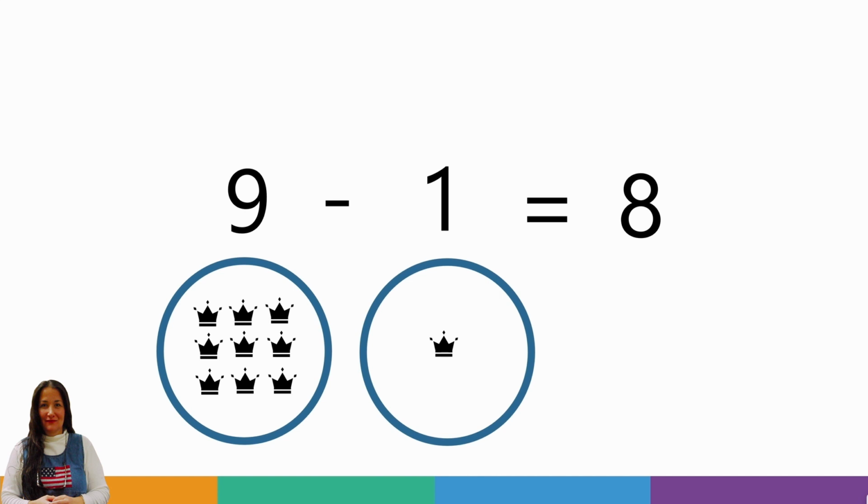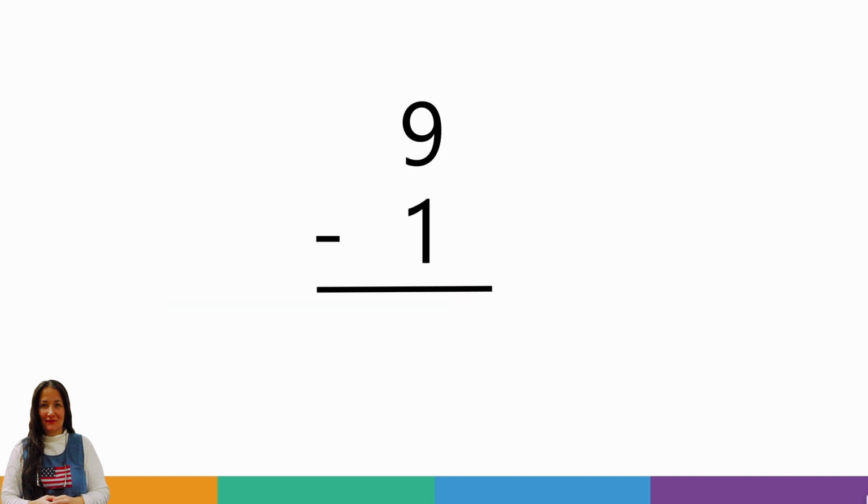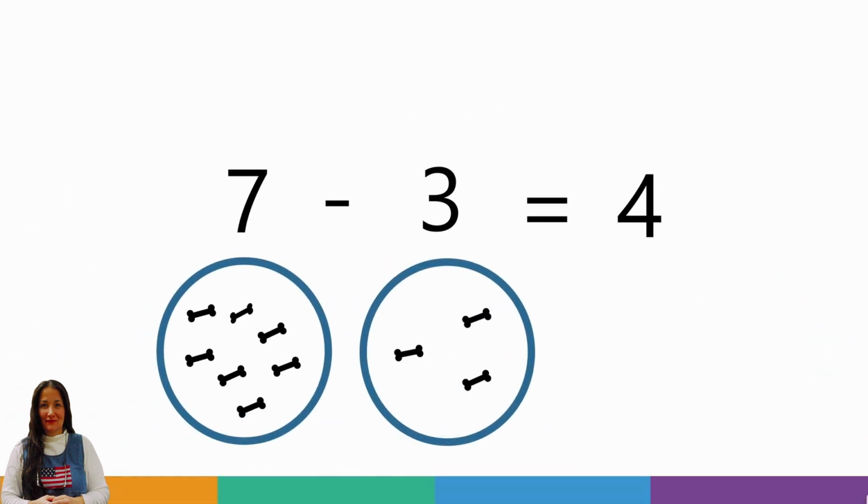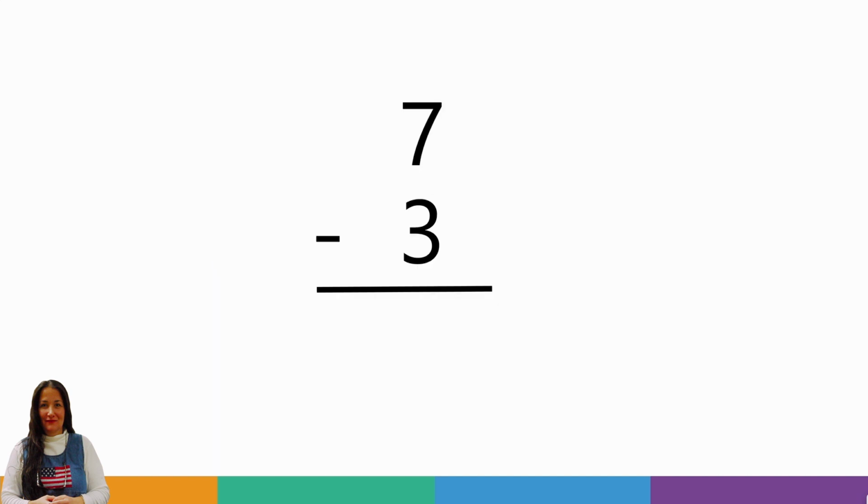9 crowns minus 1 equals 8. You have to strike out 1 from the crowns, leaving 8. 9 minus 1 equals 8. Here we have 7 bones, and we want to minus 3, so we have to strike out 3, which equals 4. 7 minus 3 equals 4.